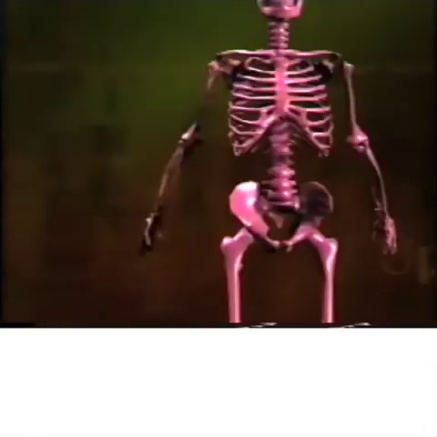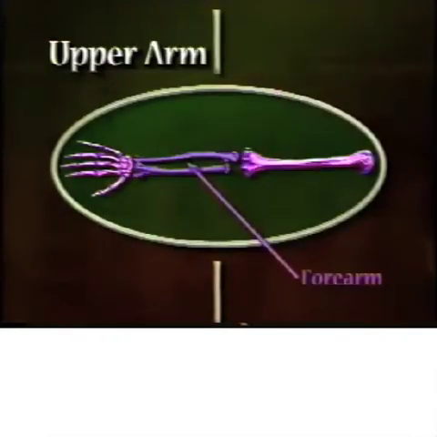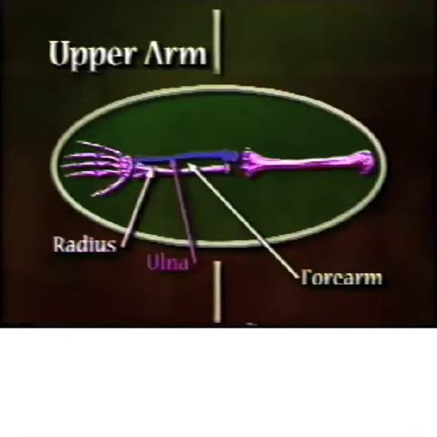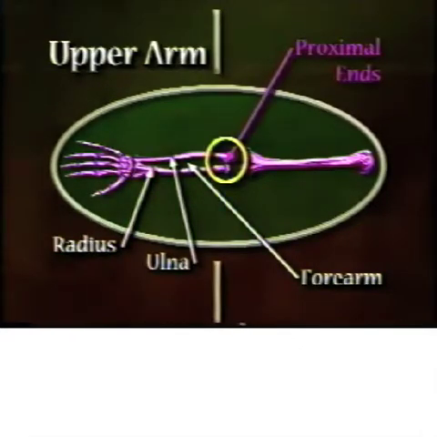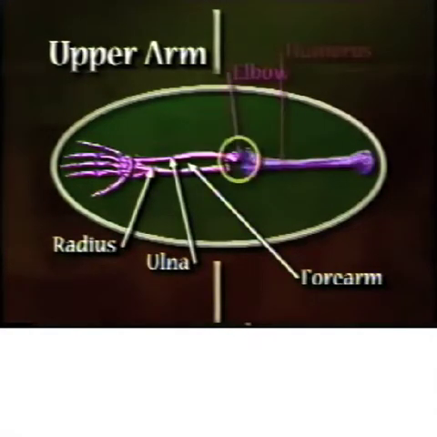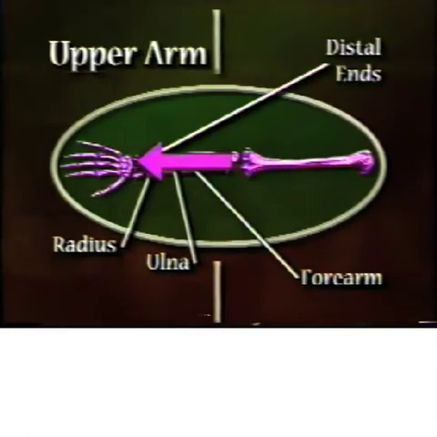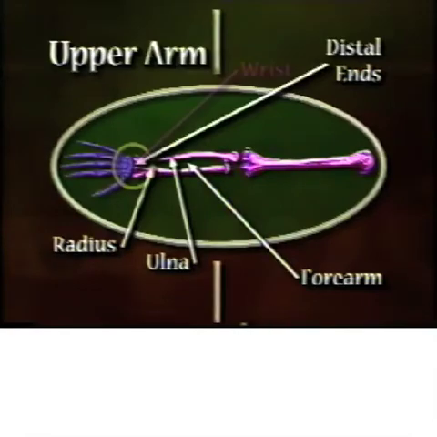The upper arm contains only a single bone, the humerus, whereas the forearm contains the radius and the ulna. The proximal ends of the radius and ulna, that's the ends closer to the trunk of the body, connect with the humerus to form the elbow. Their distal ends, the ends further from the trunk, connect with the hand to form the wrist.